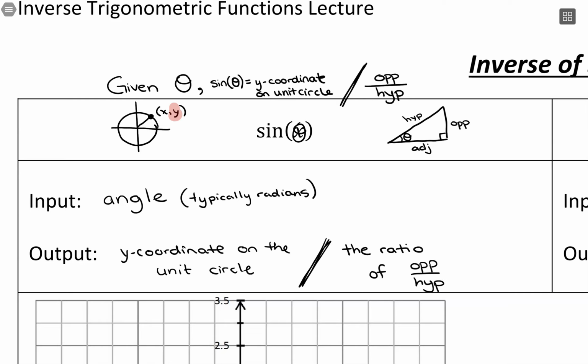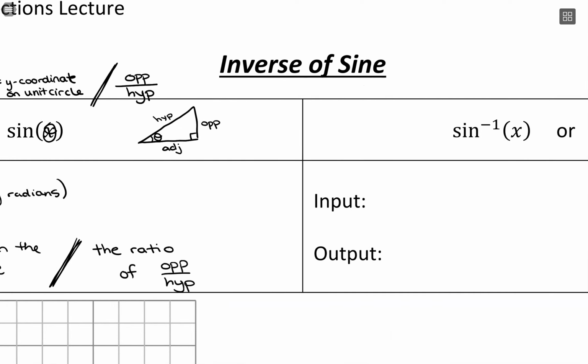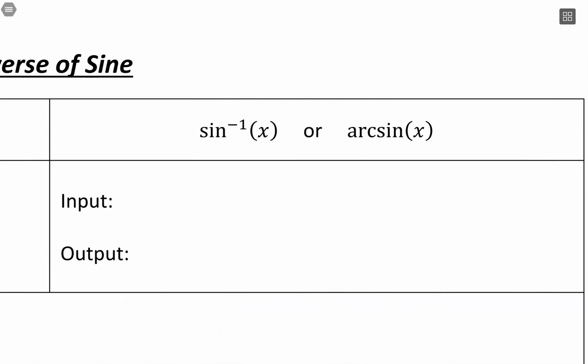So that's what we've been working with so far with our trig functions: given an angle measurement, either going to the unit circle and grabbing a specific coordinate, or looking at a triangle and using these ratios of side lengths. All right, so inverse of sine, which is how I would read both of these.